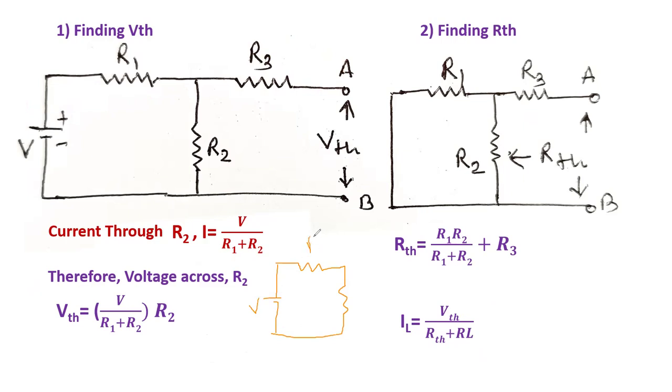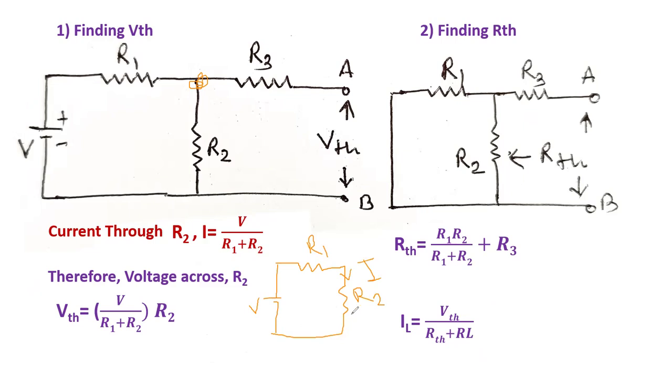This is V, this is R1, and this is R2. Because R3 is independent, one of its terminals is connected here, but the other terminal is not connected anywhere. Now we have to find out how much current is passing through this resistor R2.